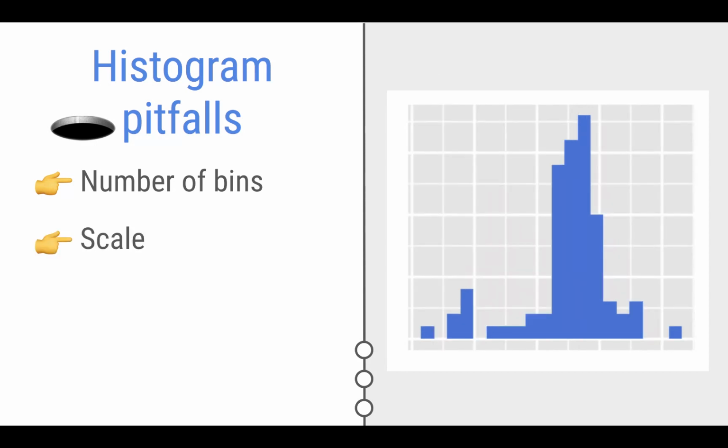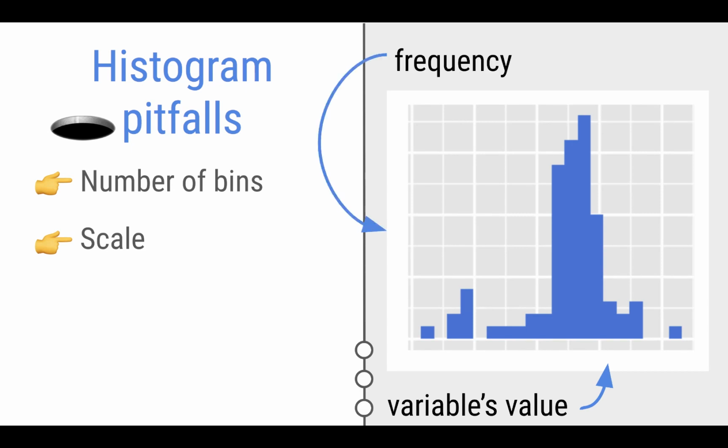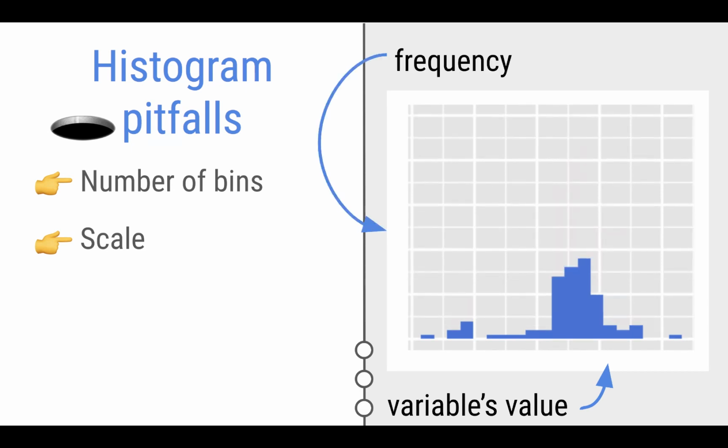The second thing to keep in mind is the scale. So recall from the previous section, we talked about the key things that are important to remember for statistical graphics, and one of them is that it's properly scaled. Recall that the x-axis here is the variable's value, and the y-axis is often the frequency. It's possible to stretch that y-axis out, giving a very different looking picture. So here's that same data with that y-axis stretched out.